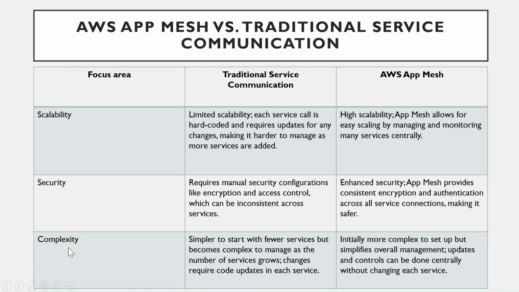Next one is complexity. In traditional service communication, it is simpler to start with fewer services, but becomes complex to manage as the number of services grows. Changes require code updates in each service. In AWS App Mesh, it is initially more complex to set up, but simplifies overall management. Updates and control can be done centrally without changing each service.